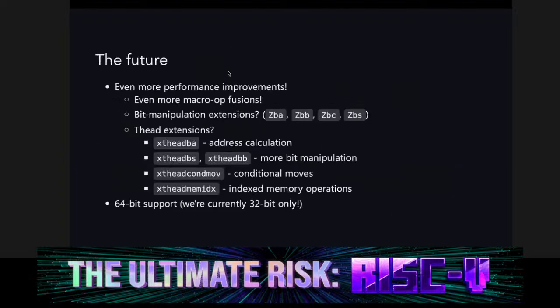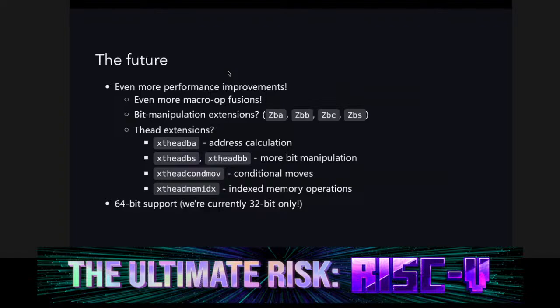So what about the future? We are not done yet. We're planning even more performance improvements. Ideally, we would like to be as fast as native code, as natively compiled programs. We may or may not get there, but we will certainly try. There are quite a few things we haven't tried yet. So, even more macro fusions. We're currently fusing essentially only immediate loads, but there are quite a few other macro fusions we could be doing, which could improve performance.